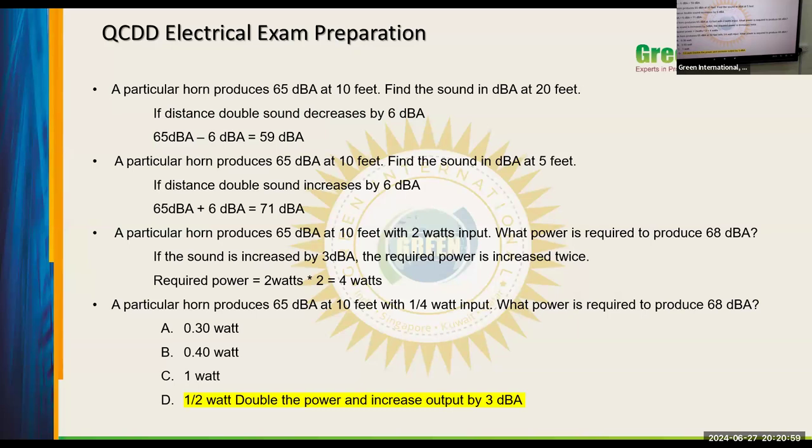Now we have another doubt. A horn produces 65 decibels. This question one engineer shared from the exam, but he mentioned a quarter watt. This is the question shared by this engineer.